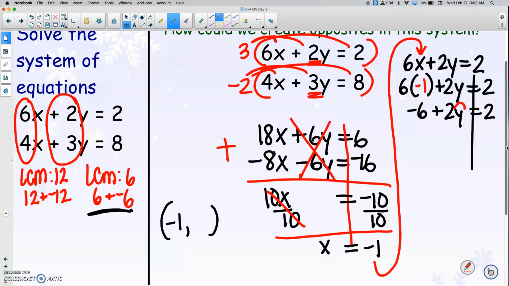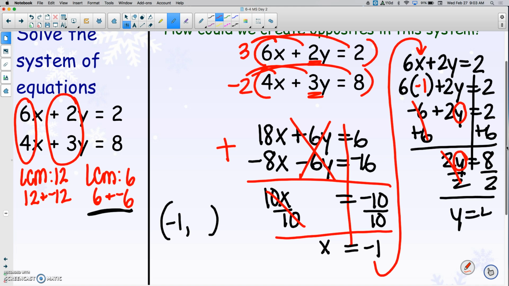And then I'm trying to solve for y this time, so I need to add 6 to cancel it. So 2y equals 8. And then divide by 2. So y equals 4. So these two lines intersect and have one solution. They cross at (-1, 4).